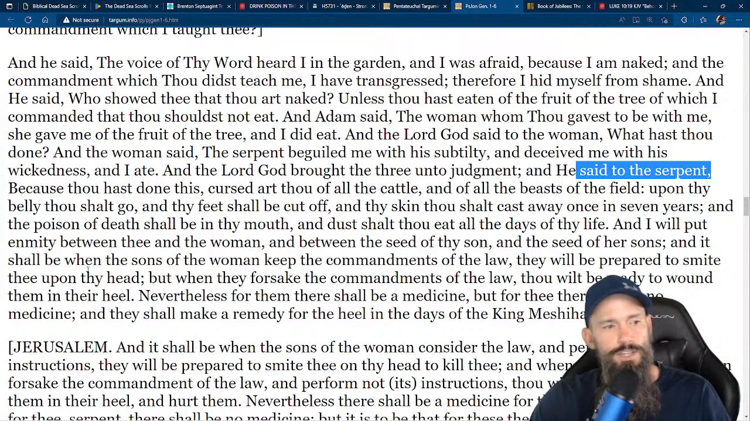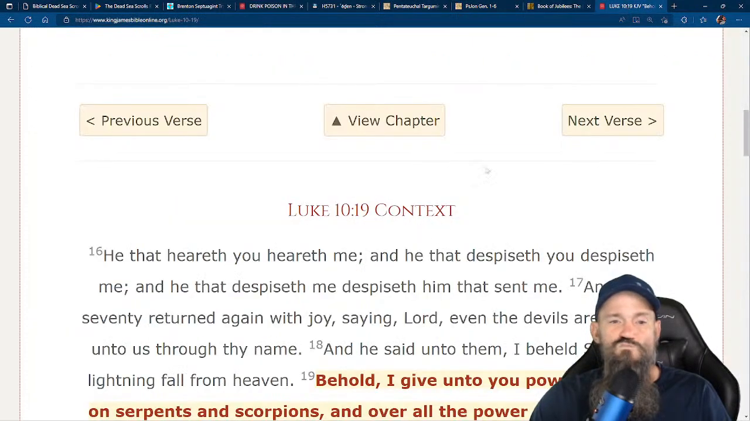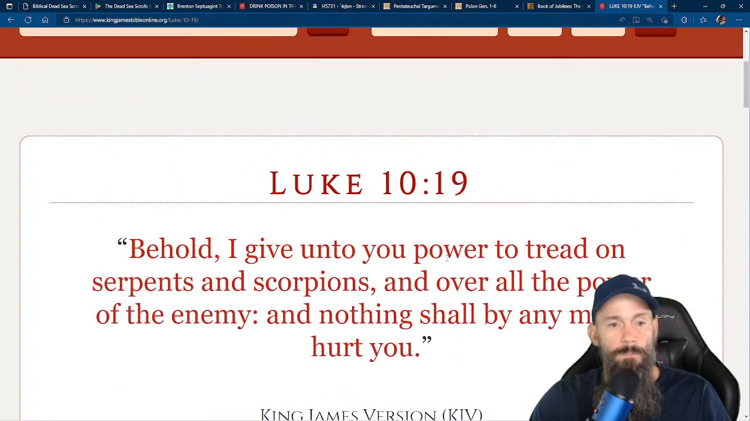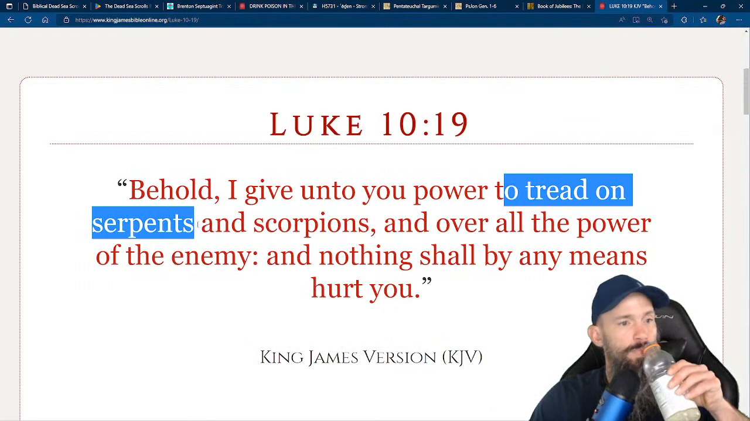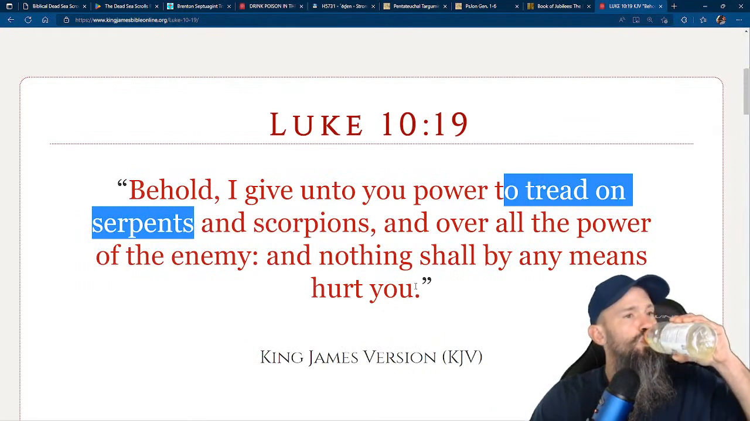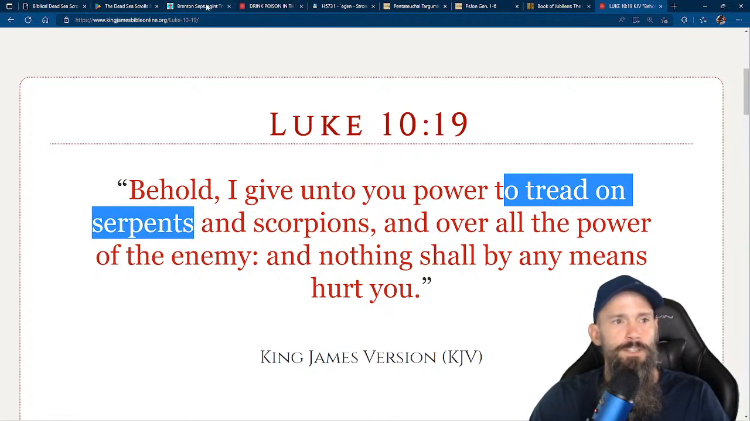Seed of her sons. And it shall be when the sons of the woman keep the commandments of the law, they will be prepared to smite thee upon the head, but when they forsake the commandments of the law, they will be ready to wound them in their heel. Matches. Tread on serpents. Something to consider.